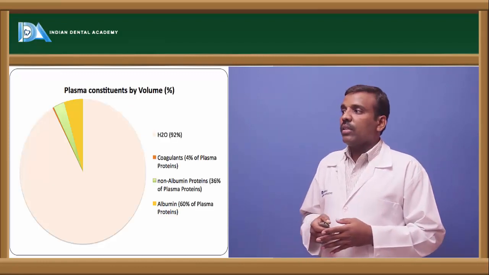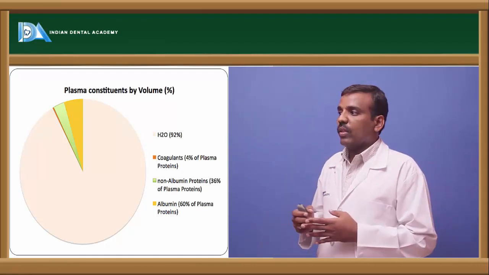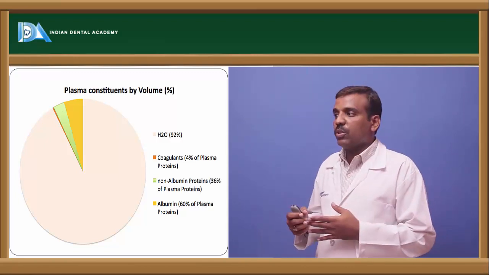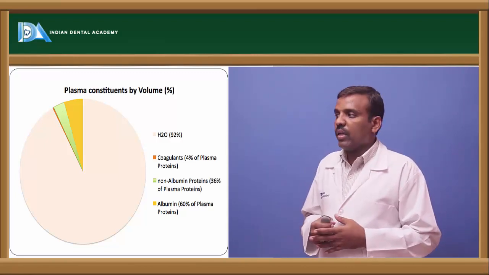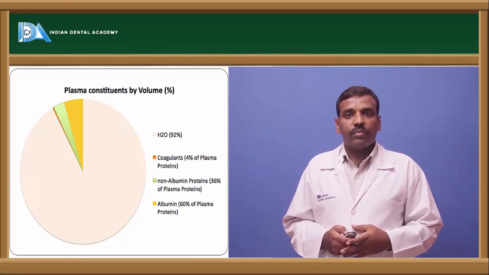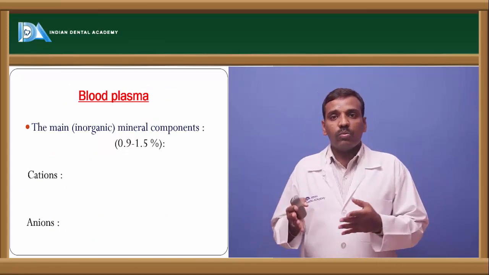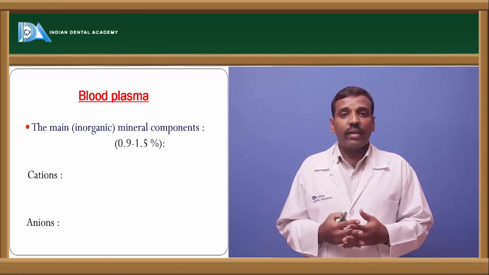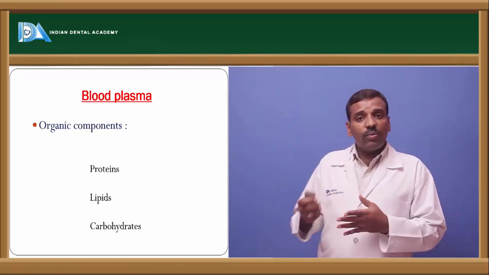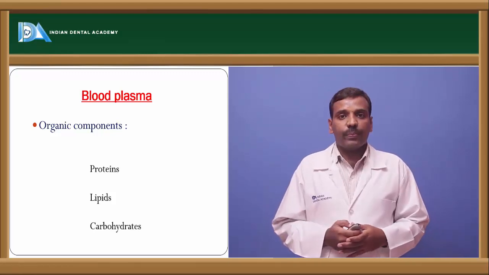Next, if you see the plasma volume, water is about 92%, coagulants about 4%, and of the plasma proteins, non-albumins are about 36% and 60% is albumin. And next, the blood plasma solid part is divided into cations and anions. Another one is organic components, that is proteins, lipids, and carbohydrates.